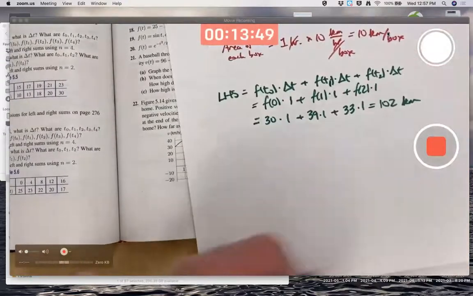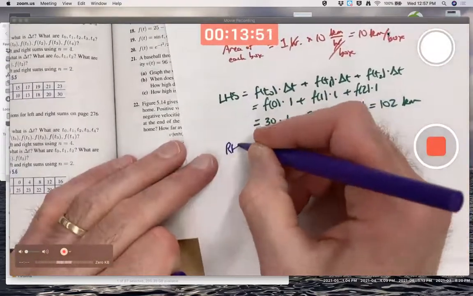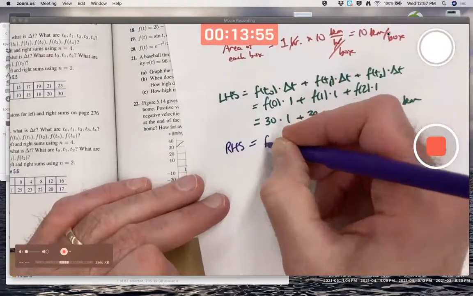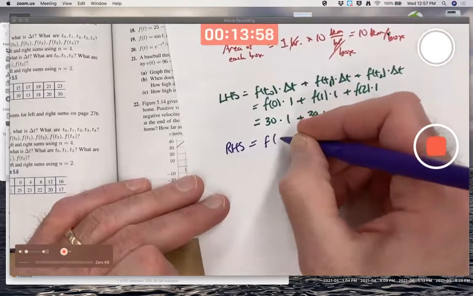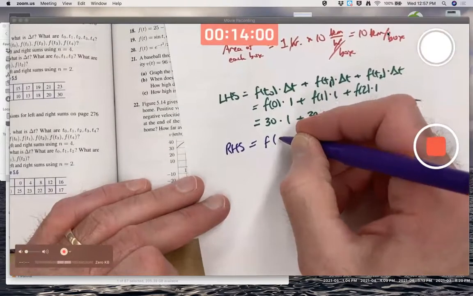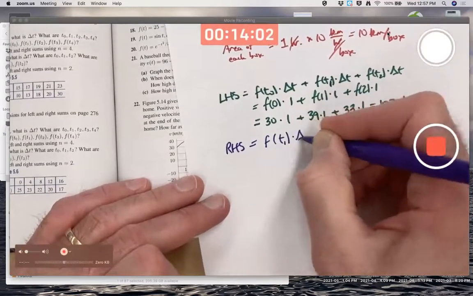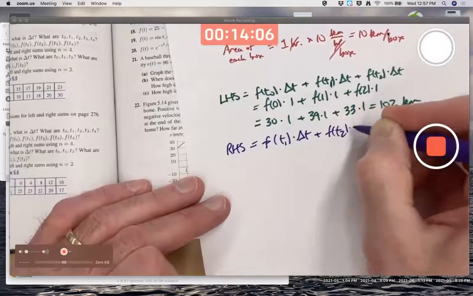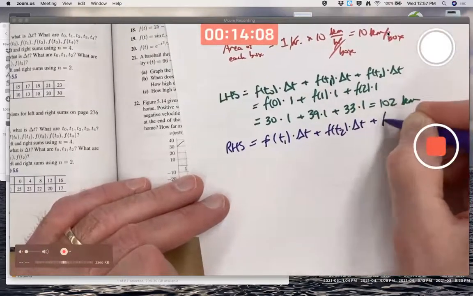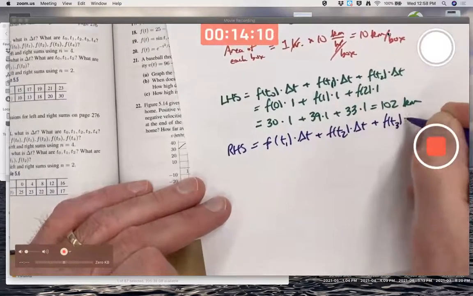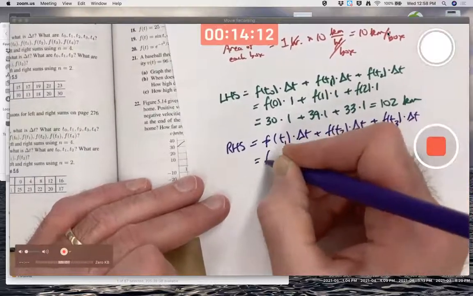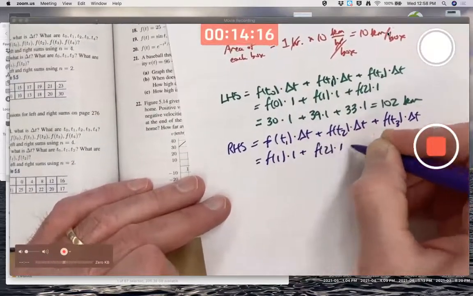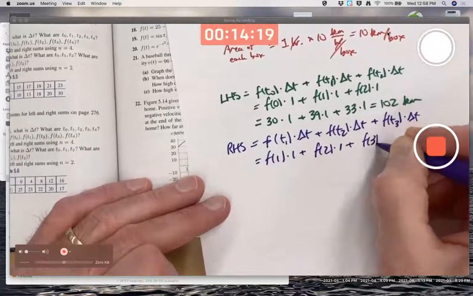A right-hand sum is going to look at the right endpoint of each interval and use that to plug into the function to get the height of the approximating rectangle. So the first term is not f of t0 times delta t, it's f of t1 times delta t. Second term is f of t2 times delta t. Third term is f of t3 times delta t. That's f of 1 times 1 plus f of 2 times 1 plus f of 3 times 1.